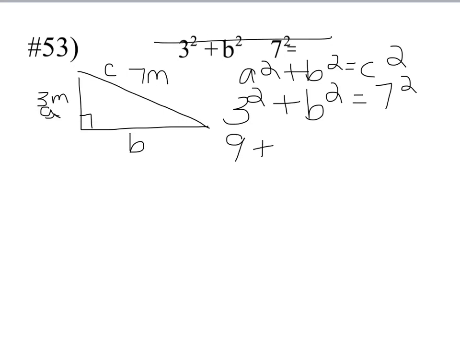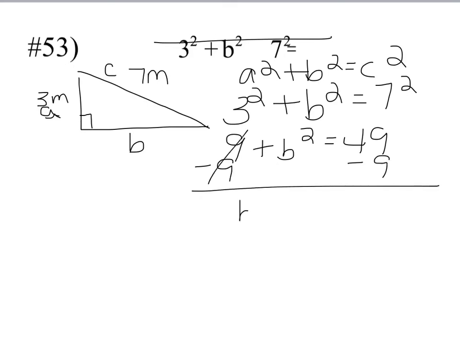3 squared is 9, and 7 squared is 49. I'm going to subtract 9 from both sides, and you get B squared is equal to 40. Square root both sides to get rid of this squared, because I don't want to know what B squared is, I want to know what B is. B is the square root of 40.